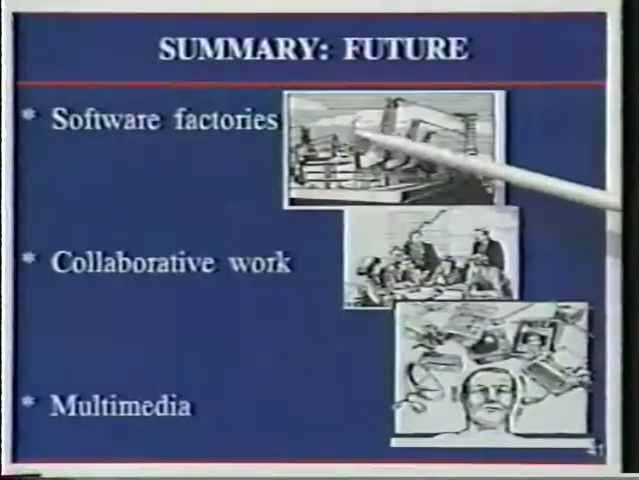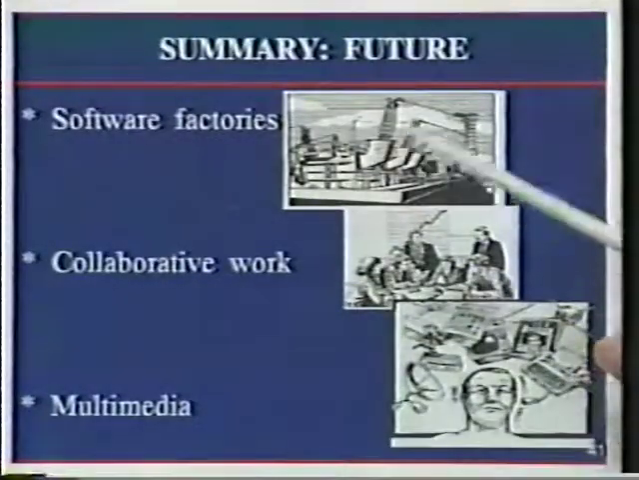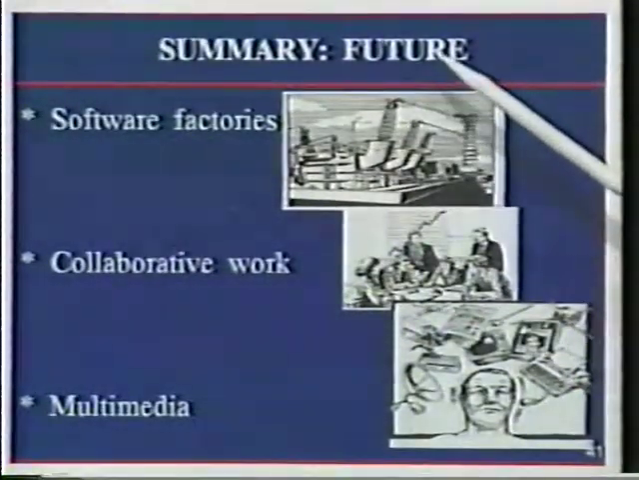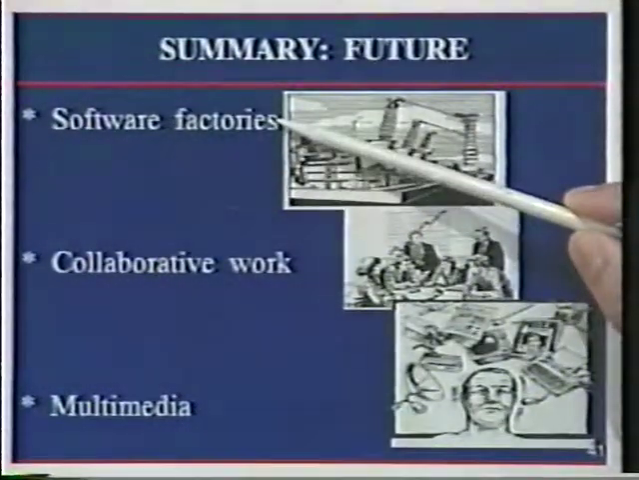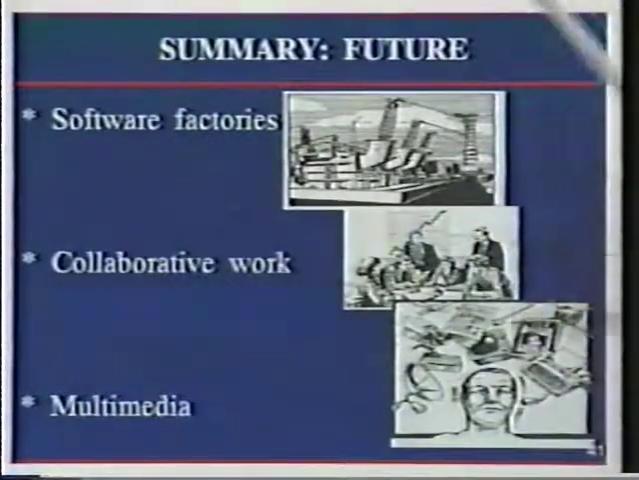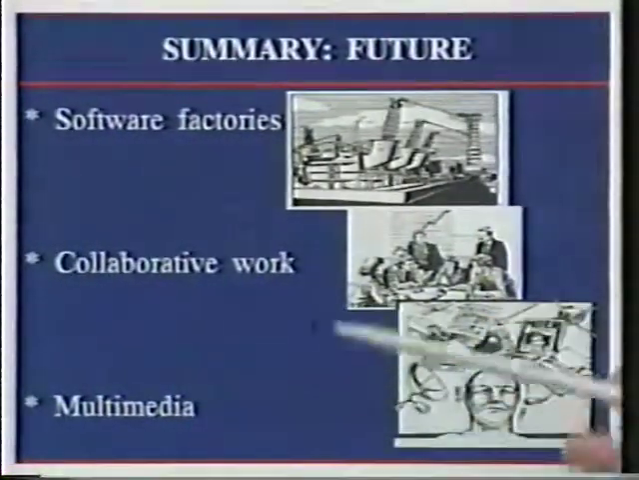So, where is the future for object oriented systems? There are 3 areas which I think the future lies in. The 3 areas for the future of object oriented systems are: 1, software factories; 2, collaborative work; and 3, multimedia. Let's take a few minutes and discuss each one of them.